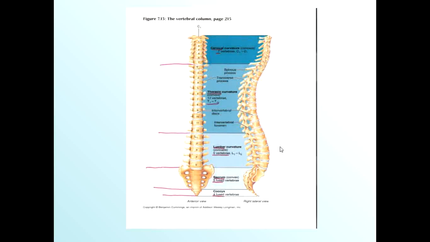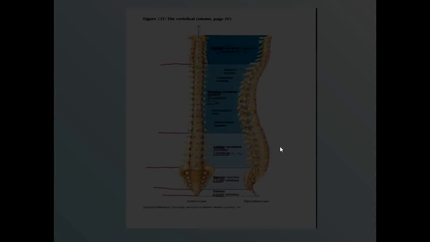And here's a picture of it, and you actually have this diagram in your packet or in the Google Classroom so that you can color it. And you will see this picture on your diagram test. So you need to be able to label each one of those divisions of the spine.